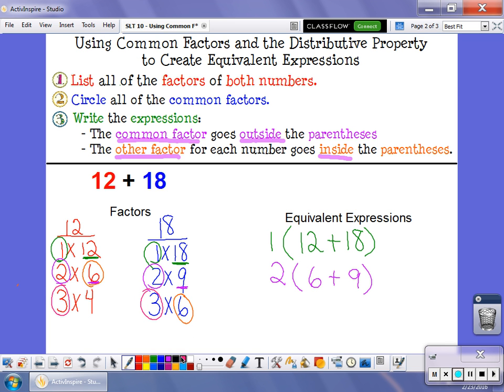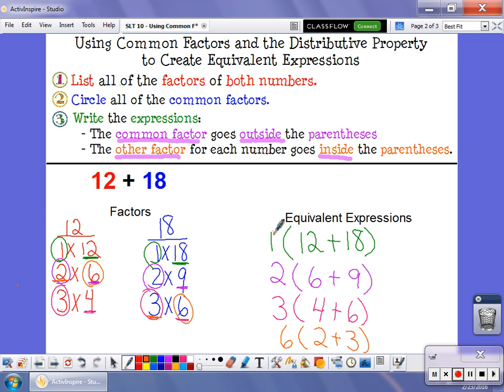My next common factor is 3. 3 goes outside. It's matched up with 4 and 6. So 4 and 6. And finally, my last common factor I have is 6. So 6 goes outside my parentheses. 6 is matched up, if I look, with 2 and 3. So 2 and 3. Now the order is important, okay?